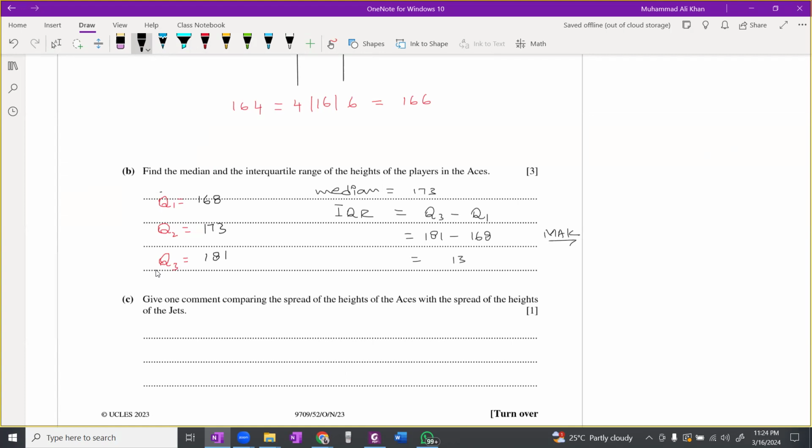Hopefully the question is clear, not a difficult question. Now, in the C part, give one comment comparing the spread of height of aces with the spread of height of jets.